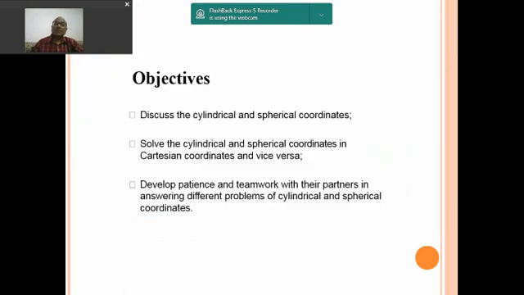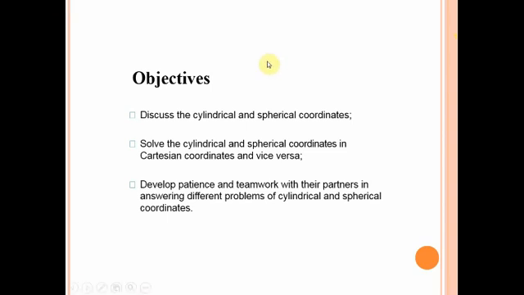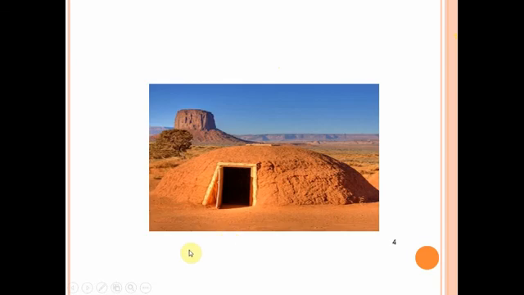The objective of the talk will be to discuss the cylindrical and spherical coordinates. You can understand that we have to see where we can actually use all these things. You can understand this aspect over here.